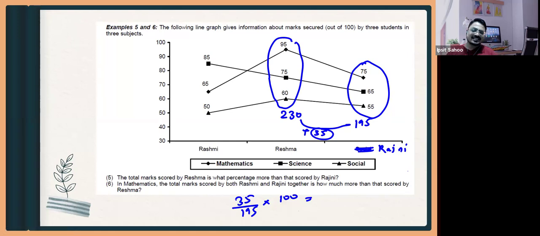So you can cancel this with 5. 5 sevens are 35 and 5 39s are 195. So just divide 700 by 39. So we will be getting... how much will we be getting? You'll be getting 17.94.